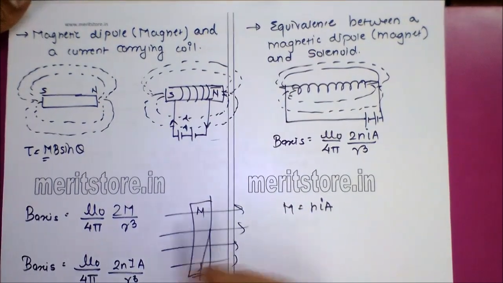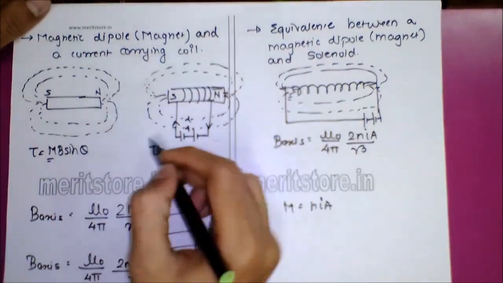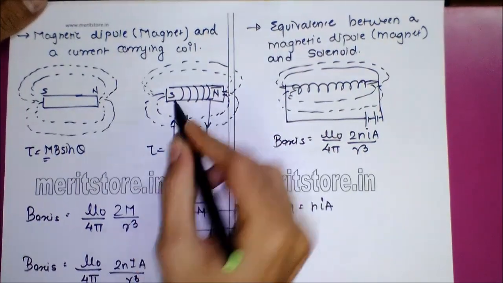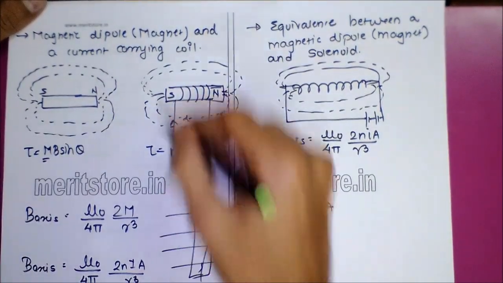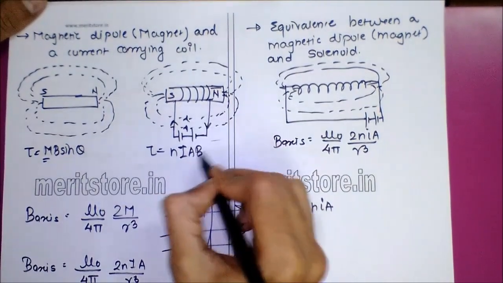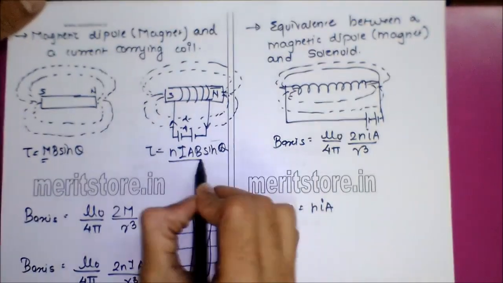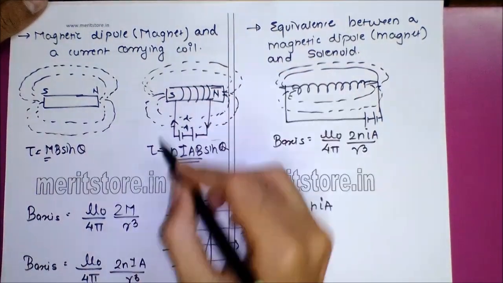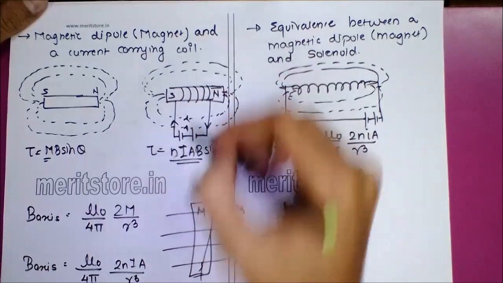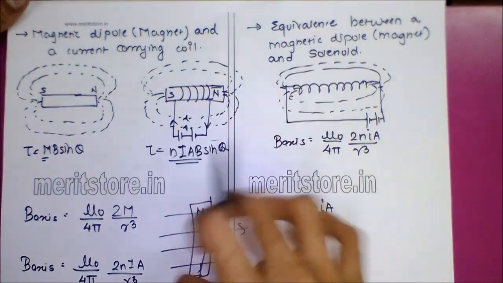What if instead of the magnet we have a current carrying coil? For that, the torque tau depends on the number of turns of the coil. It also depends on how much current we are giving, and the area, and B sine theta. So it depends on a few factors: the number of turns, the current provided, the area, the magnetic field B, and also the angle it is making.